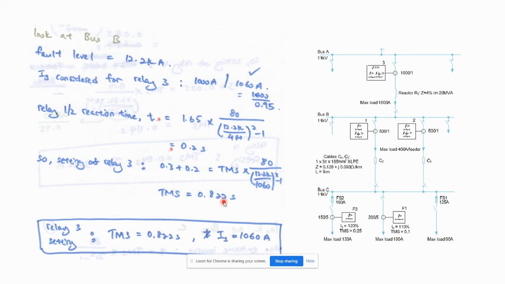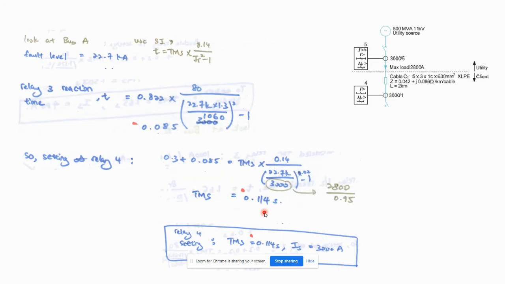So from here, we can say that relay 3 has a TMS of 0.822 seconds and an IS of 1060 amp. All right, I believe you can start to see the pattern of determining the setting of the relay now. So again, we move up one more bus, bus A. Bus A is over here.